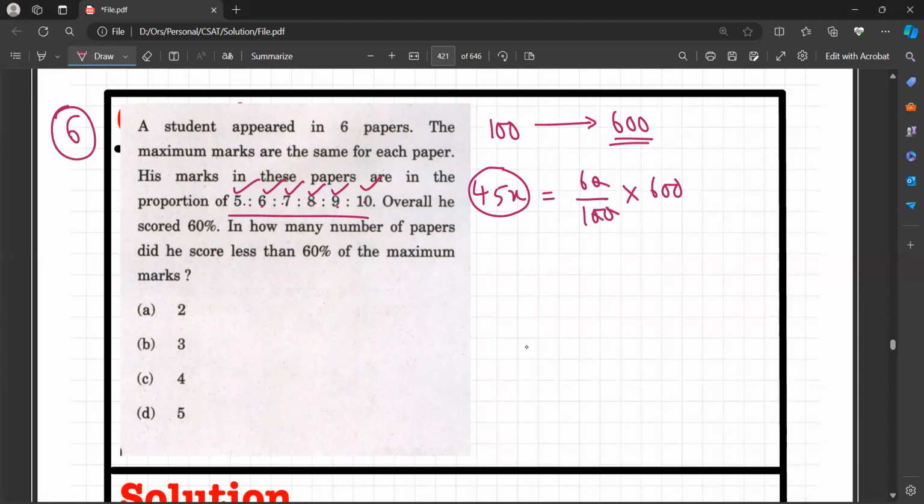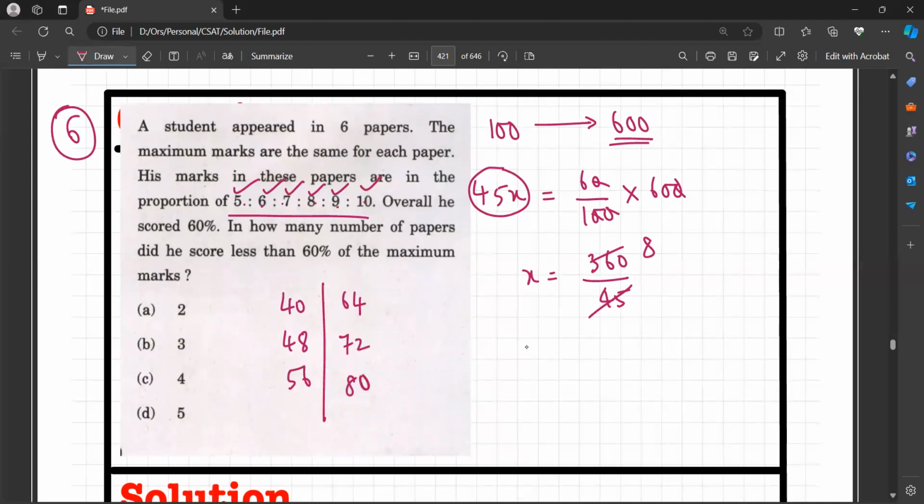0, 0 getting cancelled. x becomes 360 by 45, right? So this will be equal to 8. Got it? If x equals 8, then the marks are what? First 40, next 48, after that 56, then the next one would be 64, next one 72, next one 80. These are the marks. Overall he scored 60%.